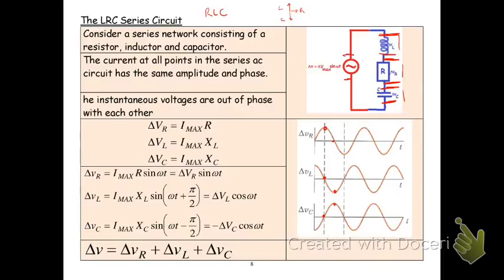I can say the voltage across the resistor is I max times R, the voltage across the inductor is I max times the inductive reactance, and the voltage across the capacitor is I max times the capacitive reactance. I can tell you the equation for your voltage at any given time, and you can work these things out, but it's still not clear.